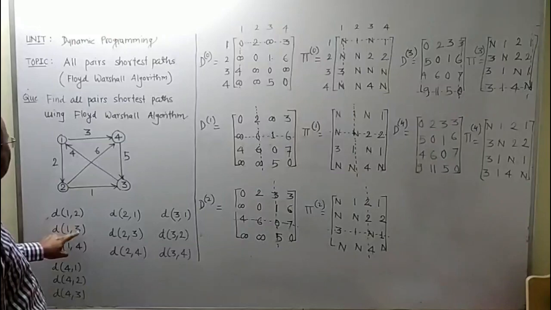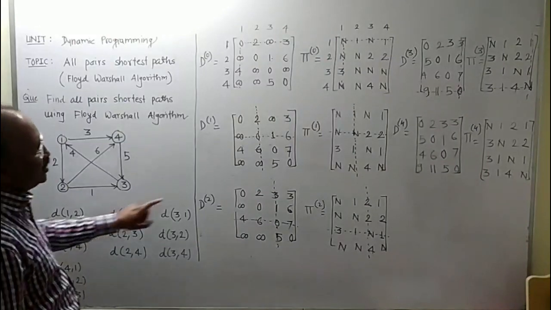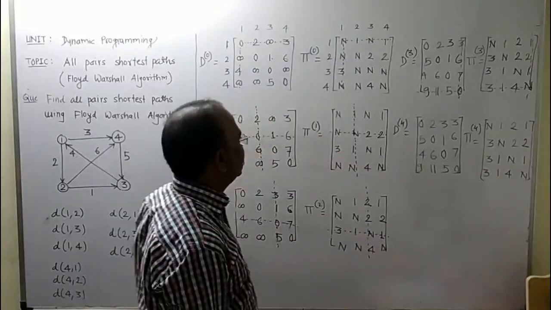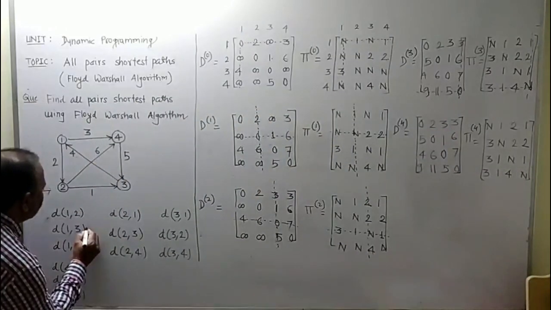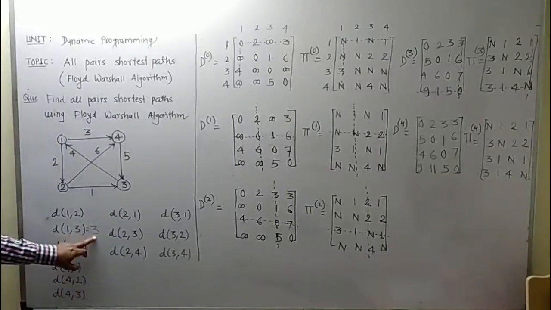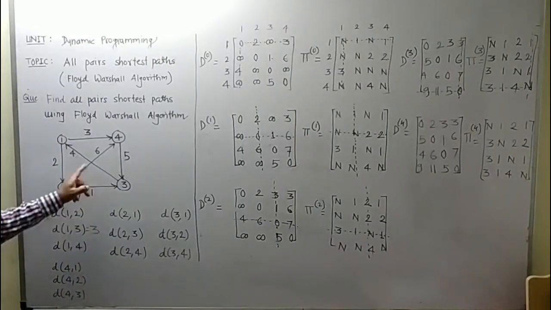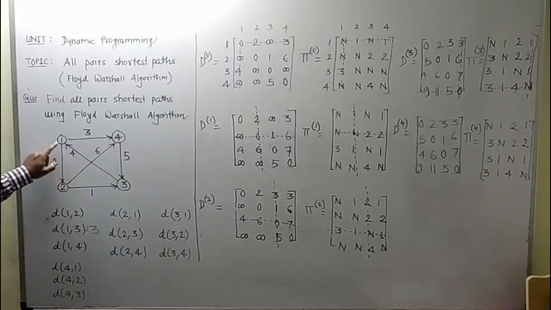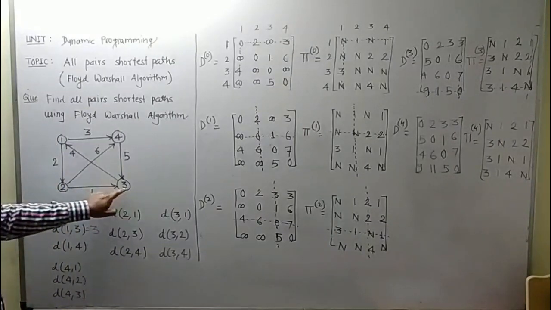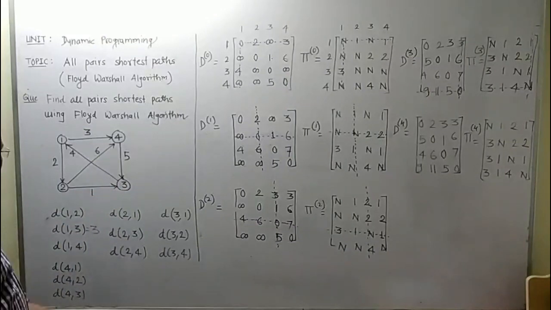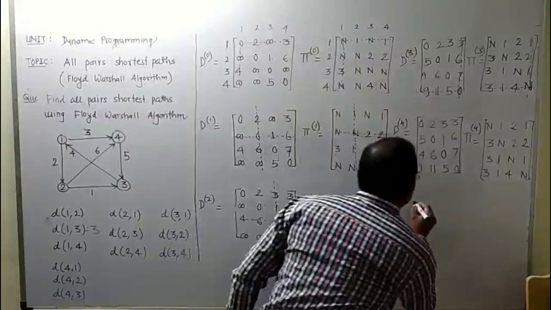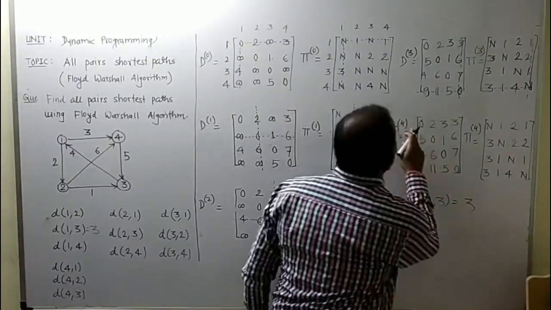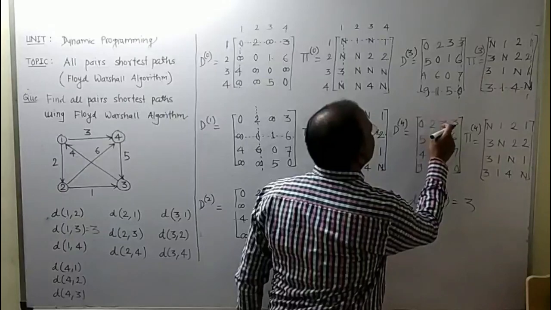Distance from 1 to 3, see here, 1 to 3. Distance from 1 to 3 is nothing but 3 here. Shorter distance is 3. Okay. Now, we have to find out the path for this. So, the path will be 1 to 2, then 2 to 3. Right? So, let us see this example. That is, distance from 1 to 3 is nothing but 3.